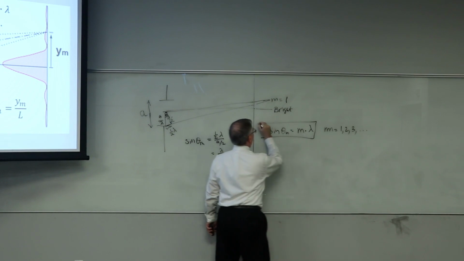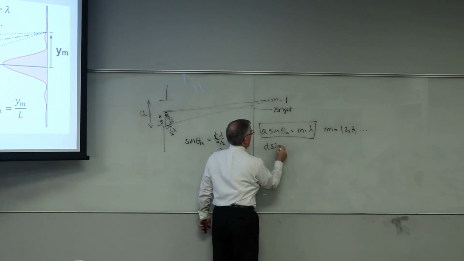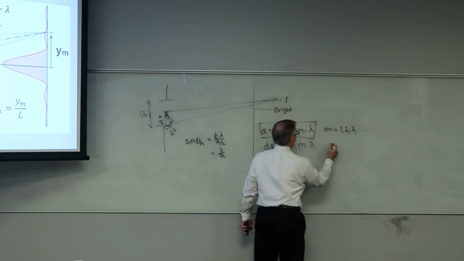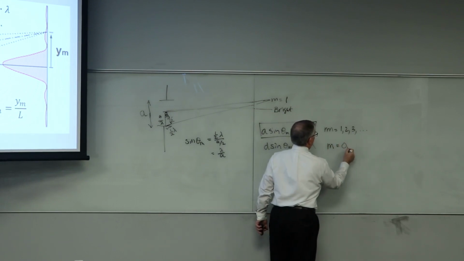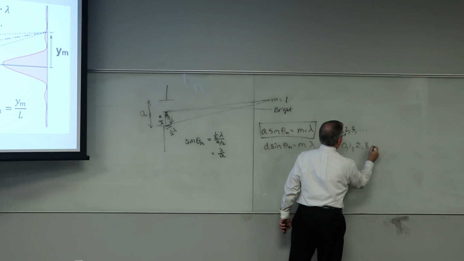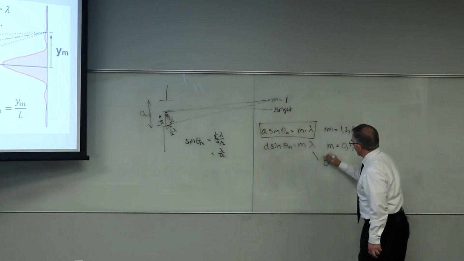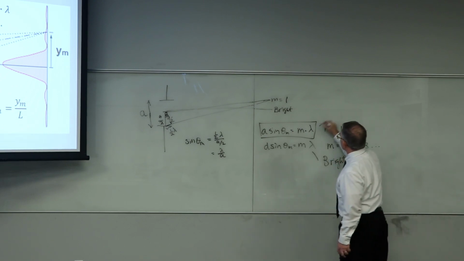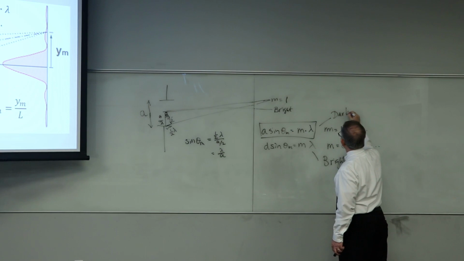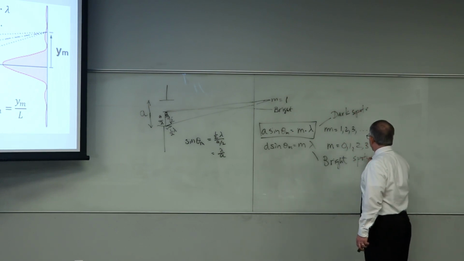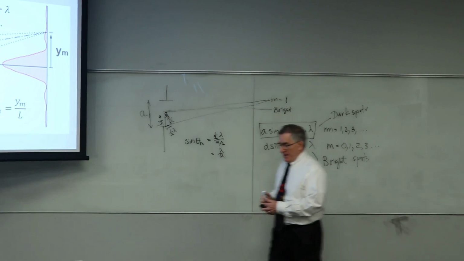So that looks a lot like the double slit: D sine theta m equals m lambda. But remember, this is for m equal to 0, 1, 2, 3, and so on. Remember, this one's for bright spots. And this is for dark spots. All right. So that's it.